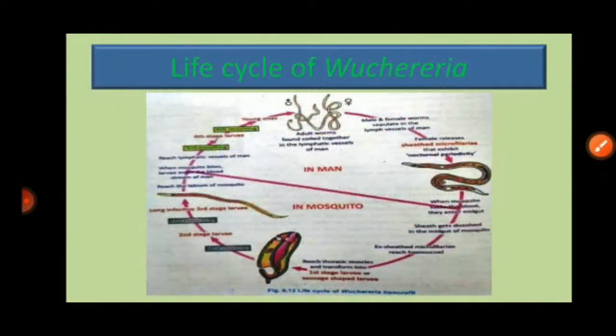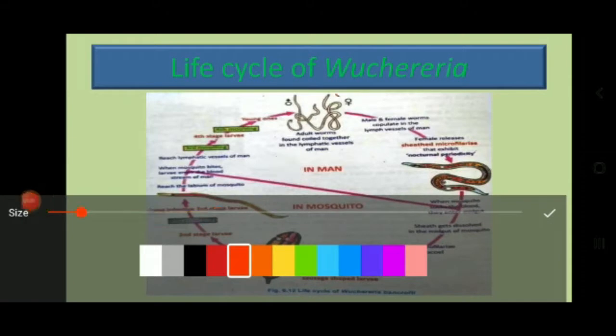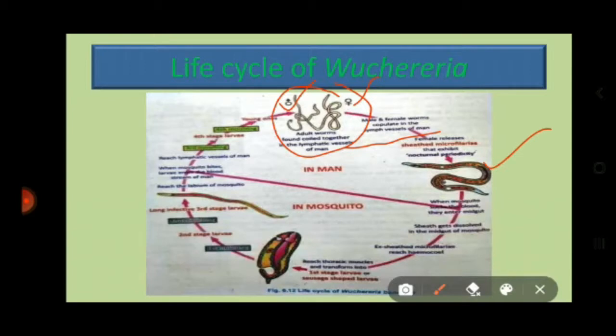So you can have a look at the life cycle of Wuchereria in this figure, and clearly the two adult worms, the male and female, you can see here, live together in the lymphatic vessels of man and undergo copulation in the lymph vessels of man, and the female releases the microfilaria larva. And as I said, the females are ovoviviparous. They release the eggs, which hatch inside the body, and the microfilaria are released.